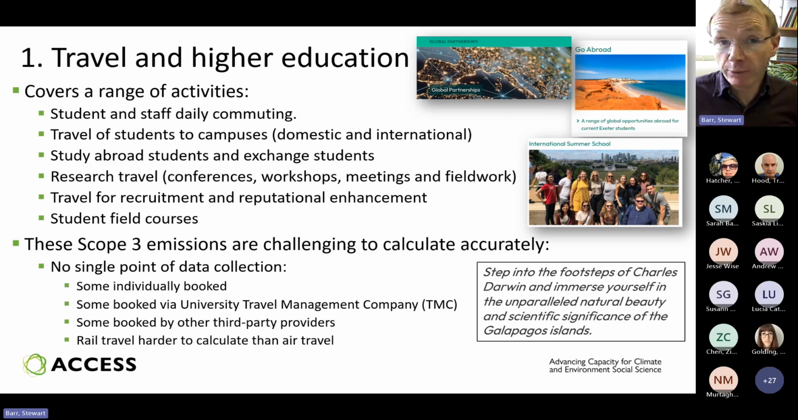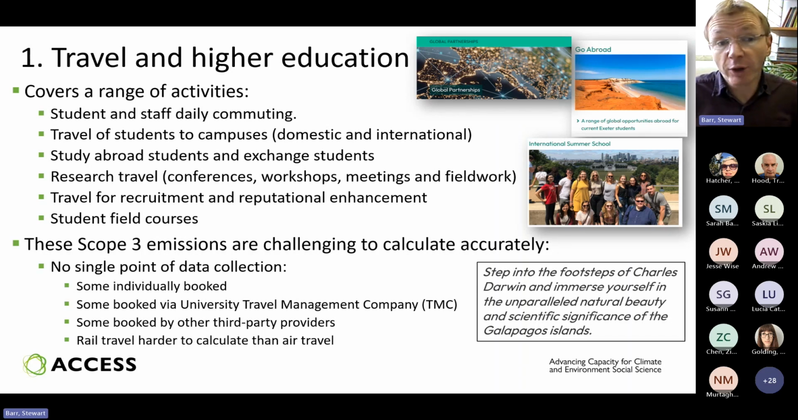Some travel for staff at the university will be booked through our travel management company, but some of it won't be. So again, there's a little bit of data leakage there and uncertainty. Some travel will be booked by third-party providers.